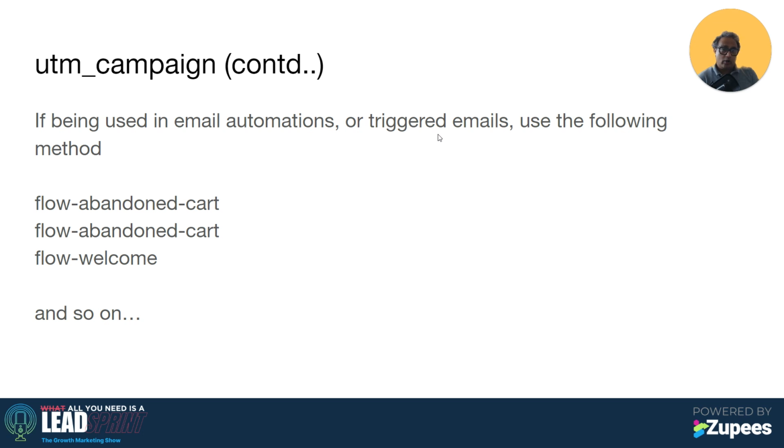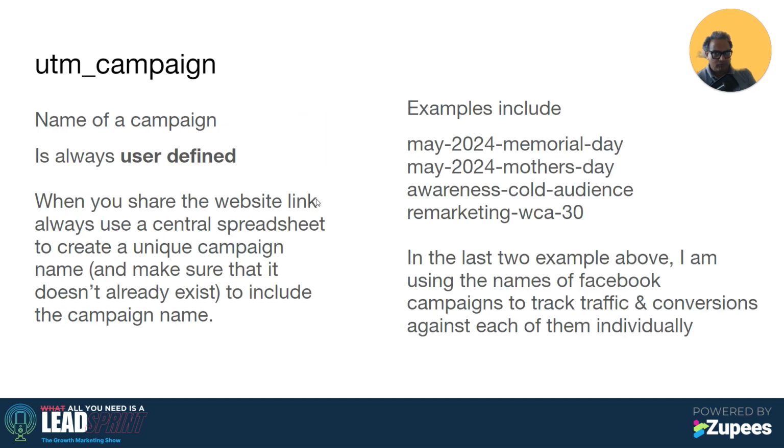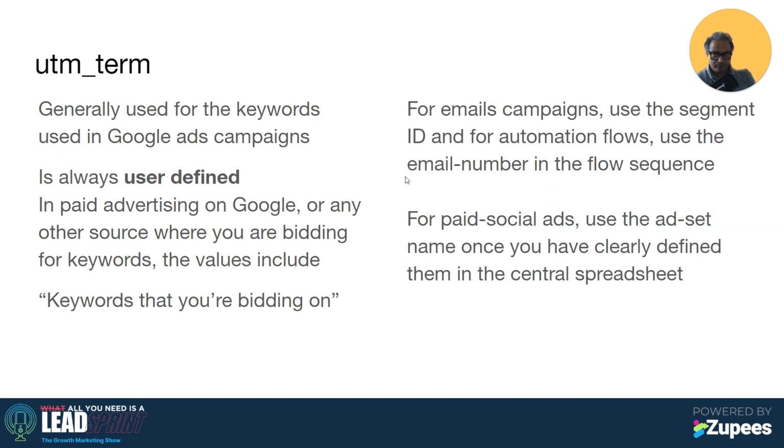Campaign, if it's using email automation or triggered emails, use the following method. So this is how you can use the campaign field, so we know which specific flow it is being tracked from. In the case of campaigns, you will obviously use the campaign name, whatever the name of the campaign was.